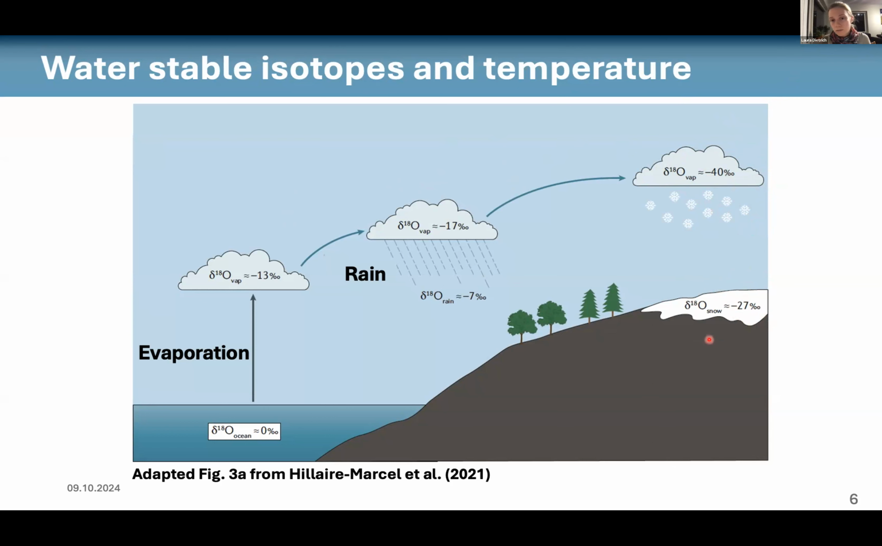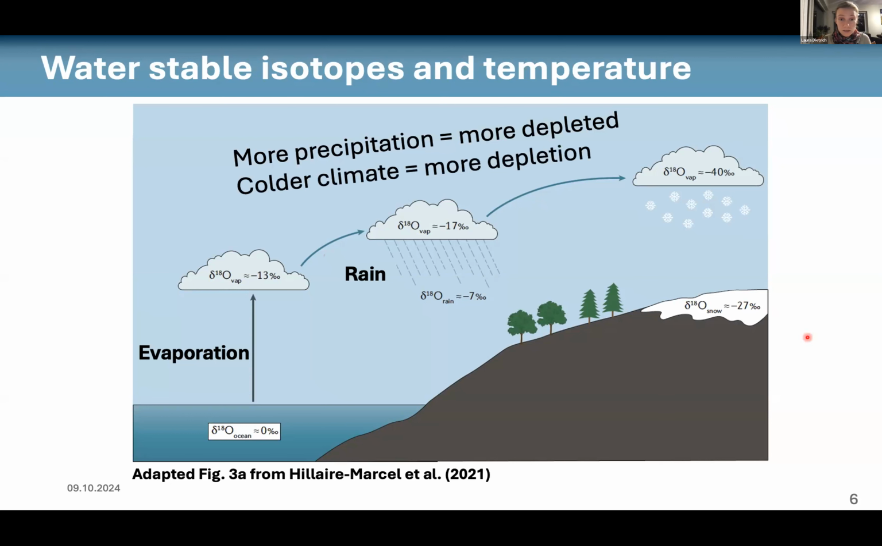And the exact value of how depleted this is, or the isotopic composition of the freshly deposited surface snow, depends again on how much it has been raining on the way that the vapor made. The more precipitation fell out, the more depleted, or the more negative, this value will be. And then generally speaking, we say that in colder climates, we have more depletion. So in colder climates, these values should be lower.